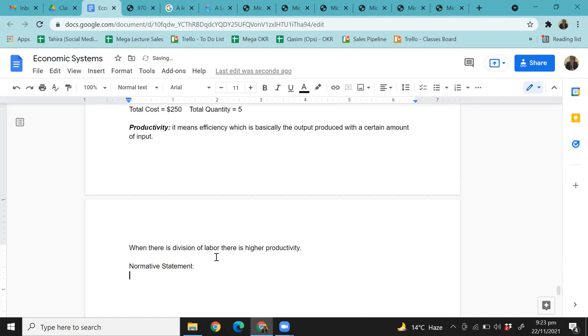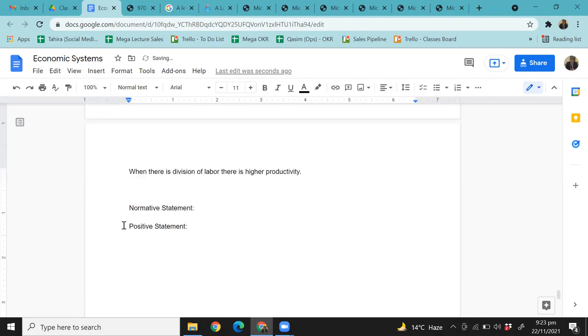Let's think about this. In economics, the entire economics is basically divided in 2 categories. Some part of economics is objective. Have you guys ever heard the word objective? Objective is something which is a fact. Anything that is a fact, we also use the word objective for that. So anything which is a fact in economics, we will say that it is a positive statement.